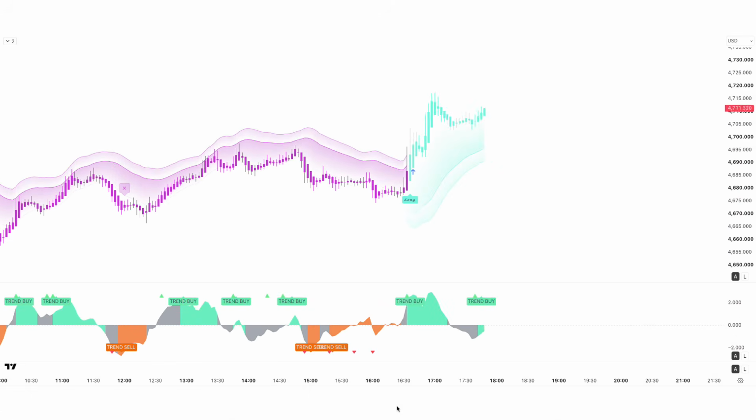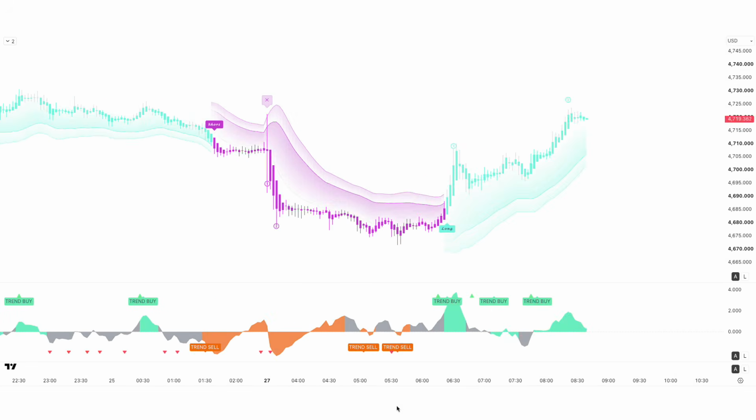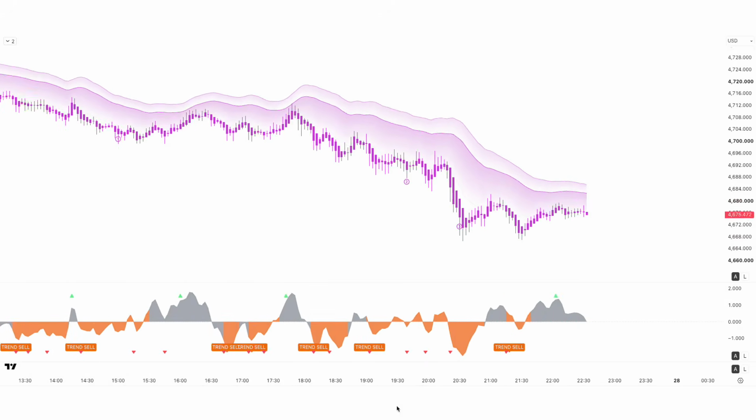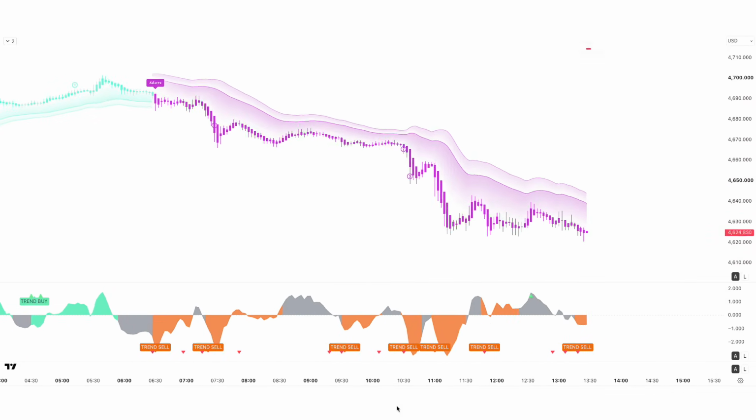So, if you're always searching for tools that can improve your TradingView workflow and help you understand trends more clearly, you're in the right place. Stay until the end, because the final test may completely change the way you look at this free indicator.